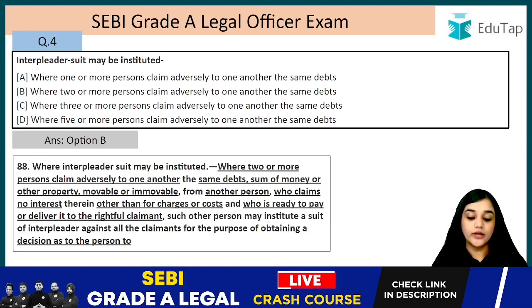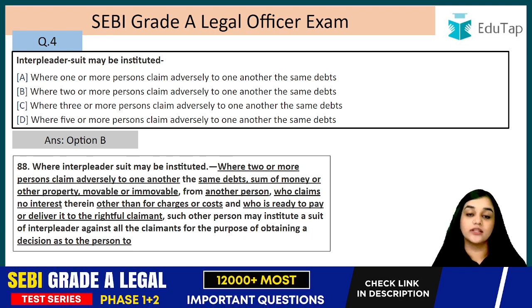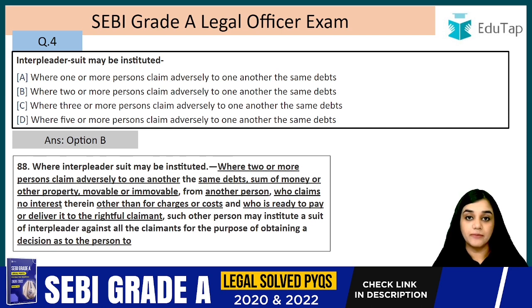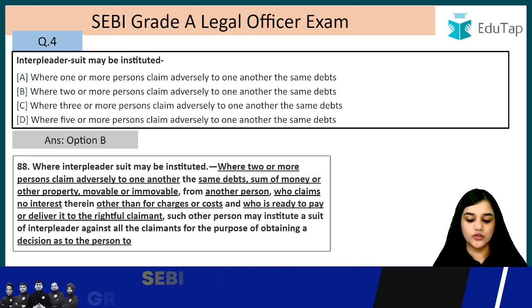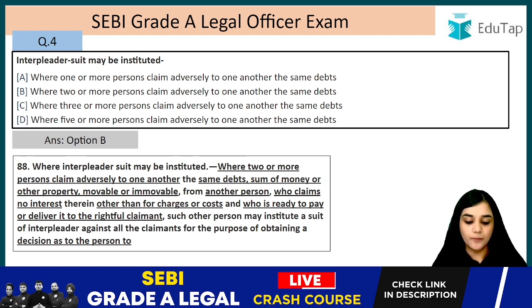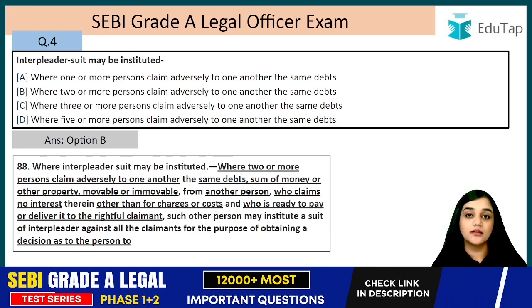Let's read it first. Where two or more persons are claiming adversely, that is against each other, the same debts, sum of money or other property. So they are claiming the same sum, the same money, the same property against each other, right? It can be movable and it can be immovable also. They are claiming that thing from one person, right?